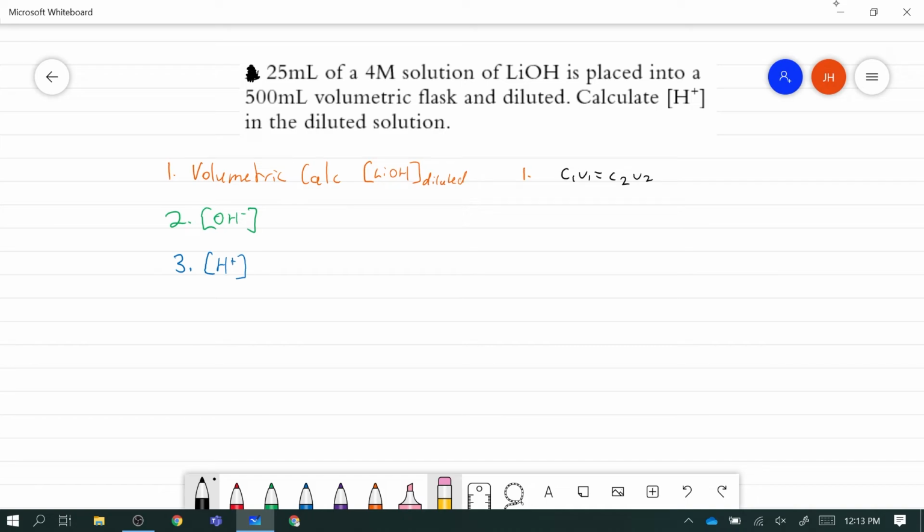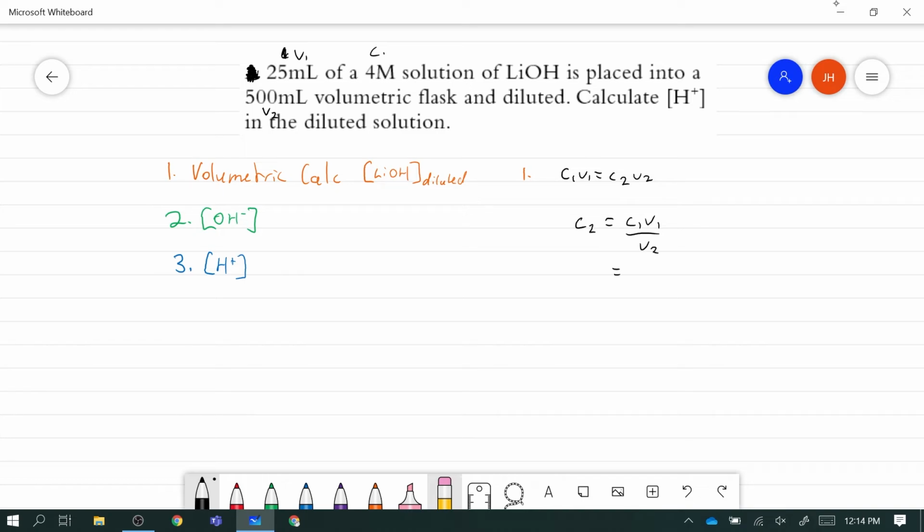Essentially, we're assuming that the number of moles of lithium hydroxide in both solutions are going to be equivalent at all times. Therefore, if n1 and n2 are the same, C1V1 equals C2V2, using our C equals n over V formula. So that's V1, C1, and V2. We're calculating for C2, which is our lithium hydroxide concentration when diluted. So solving for C2, just going to write that down.